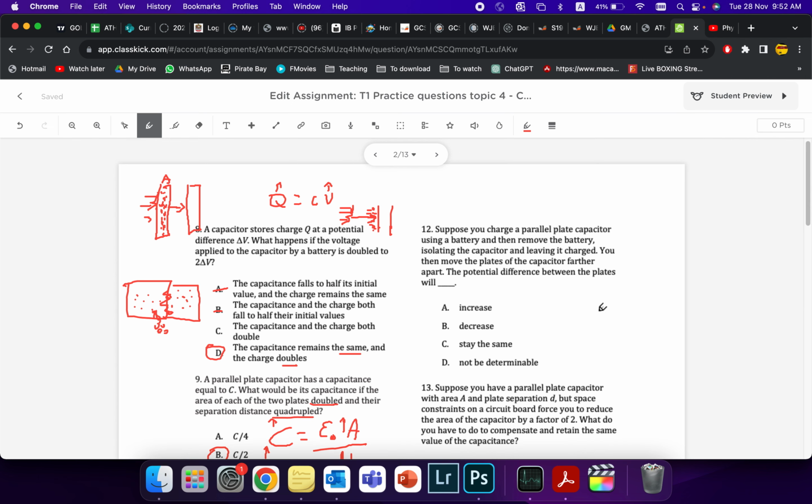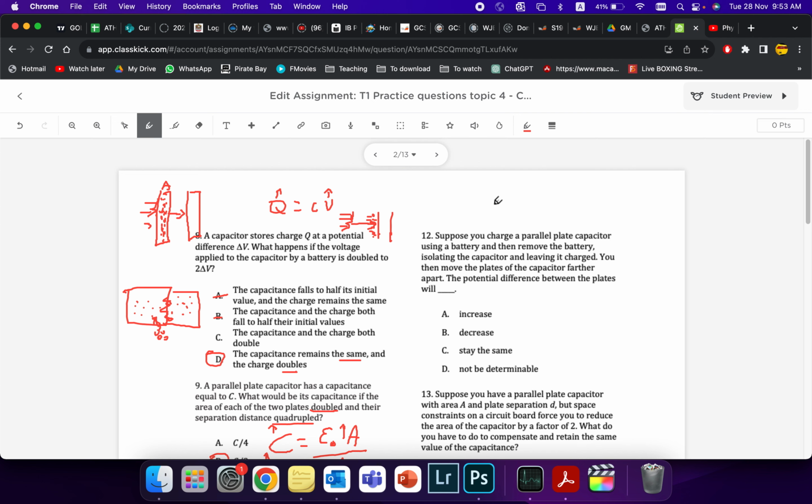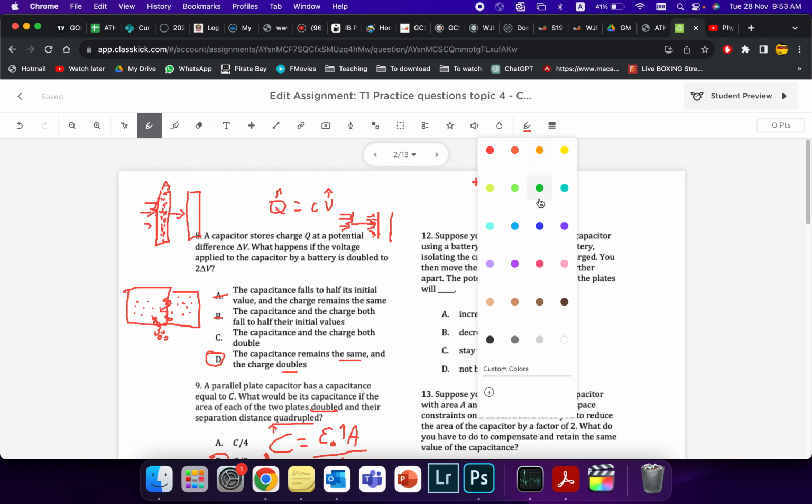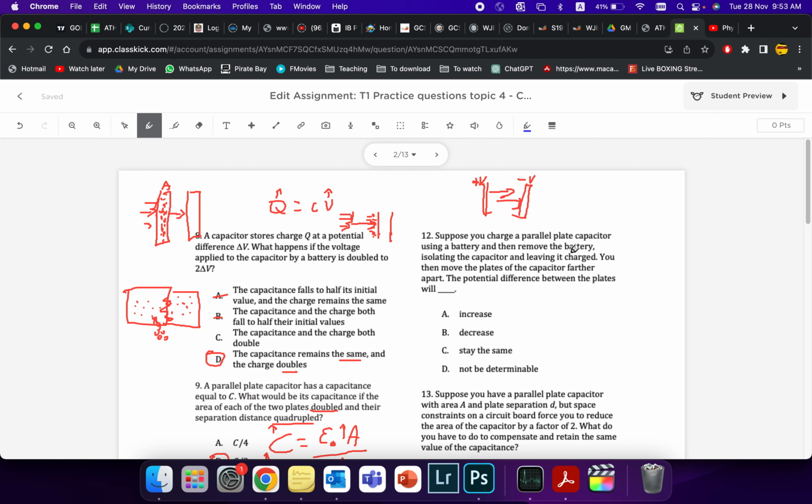Okay, if you charge it, and then you remove the battery, you then move the plates far apart. You can do it using formulas, or you can just think about it like this. If I have here and here, this is plus V and this is minus V. This is the first plate and this is the second plate. But what I'm going to do is I'm going to increase them. I'm going to put them further away. So you can see that either move them further apart. I am now going to place my plus V over here, and I'm going to place my minus V on the other side. Look what I've done.